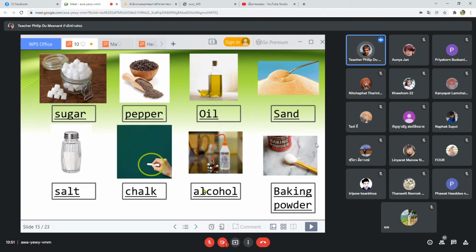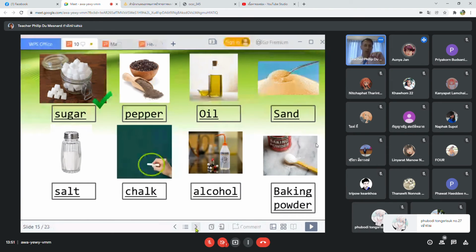Okay, class, let's see which one can dissolve in water. So what about sugar? Yes or no? Yes. And pepper? No. Okay, I want to ask a certain student, let's ask cartoon 1. Can oil dissolve? Yes or no?